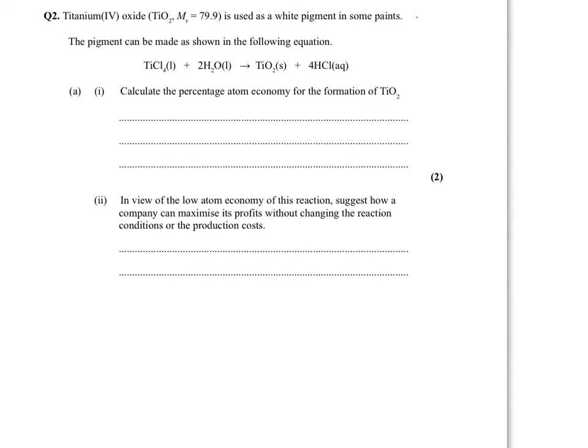Titanium 4 oxide is used as a white pigment in some paints. The pigment can be made as shown in the following equation. We want to work out the percentage atom economy.